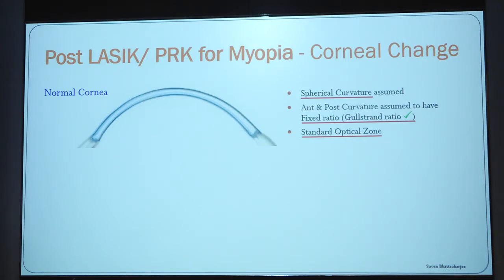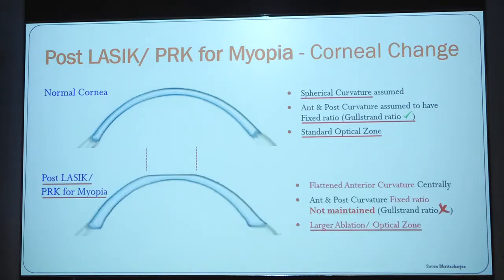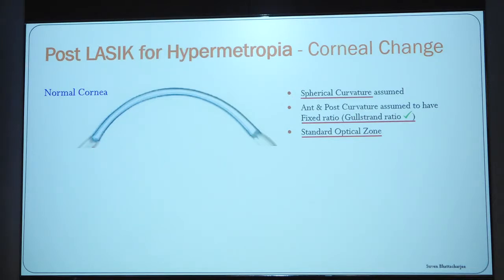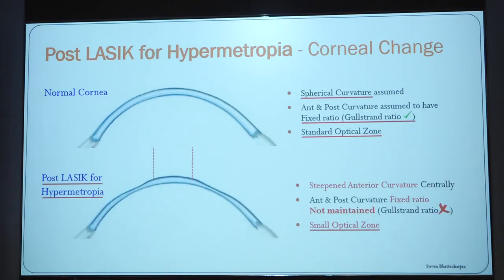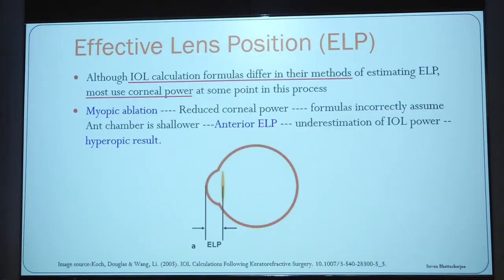In LASIK or PRK for myopia, what has happened now is the anterior curvature is flattened. The anterior and posterior curvatures have no relation now, and it's a larger optical zone. For hypermetropia, it's very much like the reverse. You have a steepened anterior curvature. Again, the ratio is not maintained, and you have a smaller optical zone. So you have all sorts of permutation combinations over here.